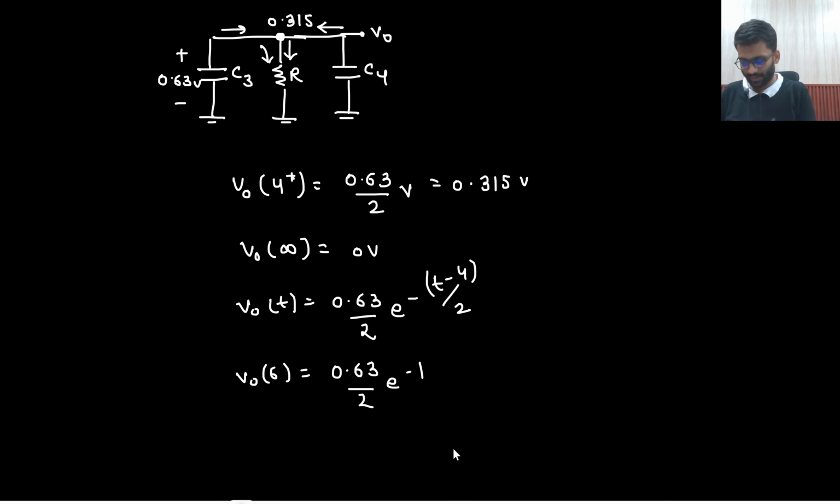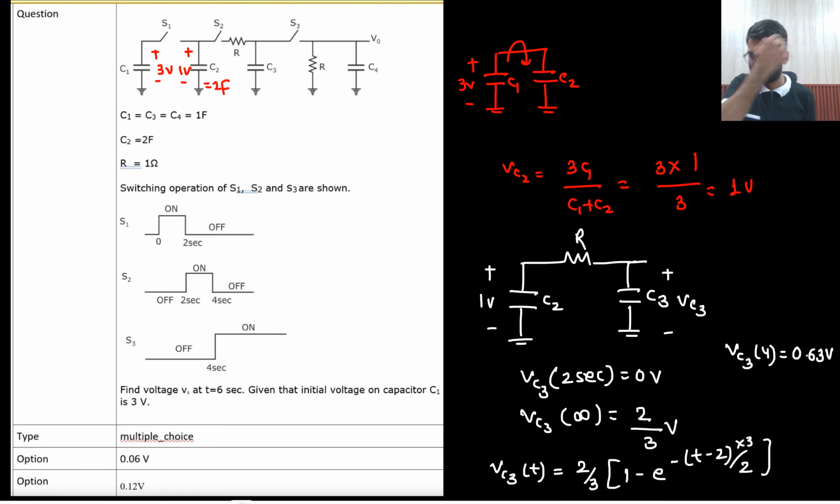So basically 0.315 by e, 0.116 we are getting. 0.116, or you can say 0.12 volt. So option B was correct. Okay, so this was a good question.